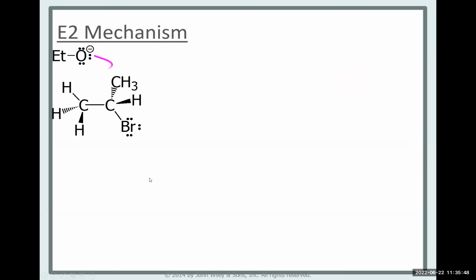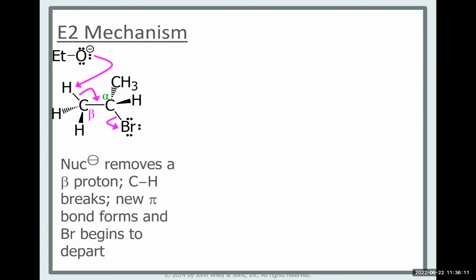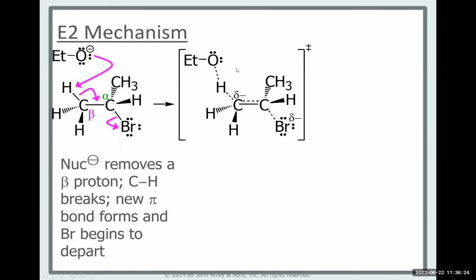Okay. This is another visualization of the E2 reaction mechanism for you. And sometimes we'll call the carbon that's one away from the leaving group carbon a beta carbon. So the leaving group carbon is our carbon of interest. That's the alpha carbon. And any carbon that's one away is called a beta carbon. So the nucleophile removes a beta proton on the beta carbon. And that bond will break. A new bond begins to form here, the double bond, and then the leaving group leaves.